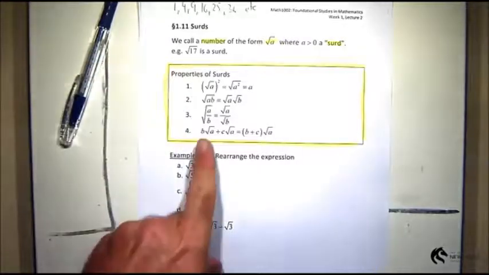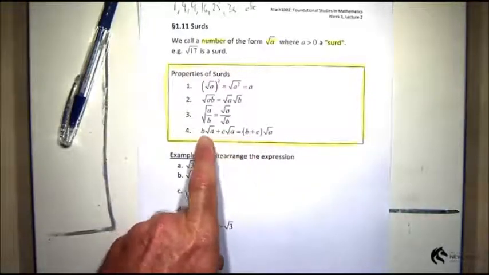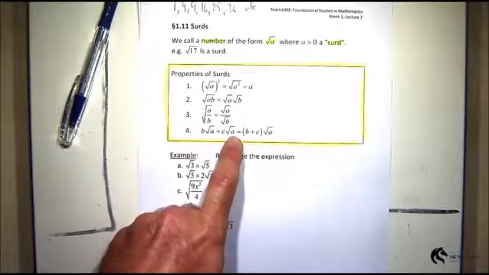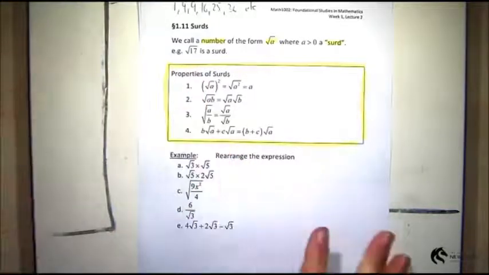And this last one is just the distributive law again. Only this time the number that's common is the square root of a. So the distributive law is super important. So, let's have examples of using each of these laws.